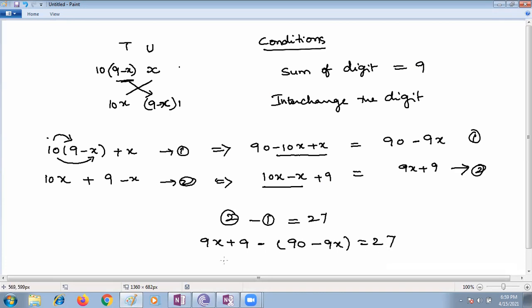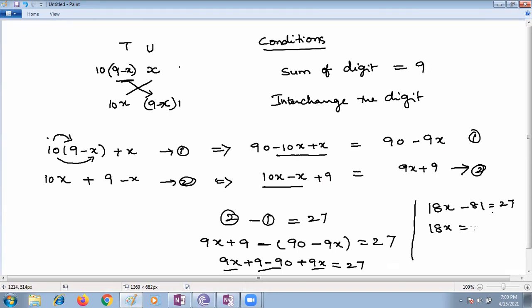Ma'am, 9x minus 9x will get cut. No, 9x plus 9, it is subtraction. The signs are changed inside the bracket, so it becomes 90 minus 9x minus 9x minus 9 is equal to 27. Here 9x and 9x together is 18x. 18x minus 81 is equal to 27.